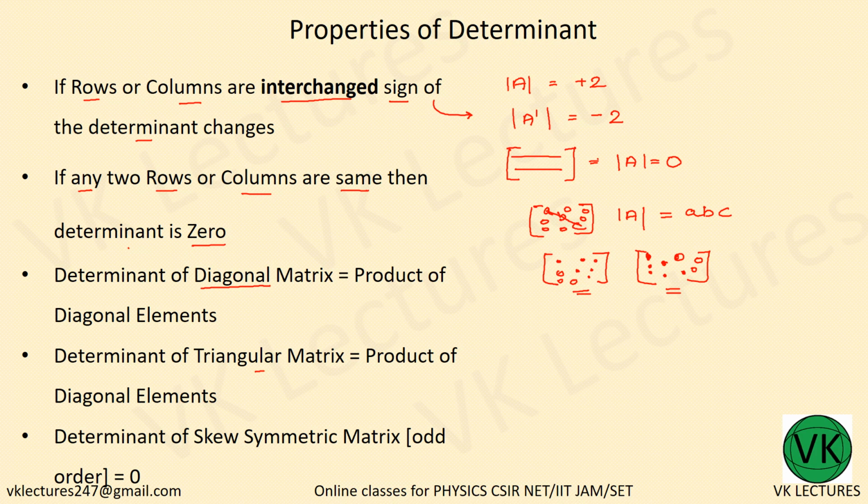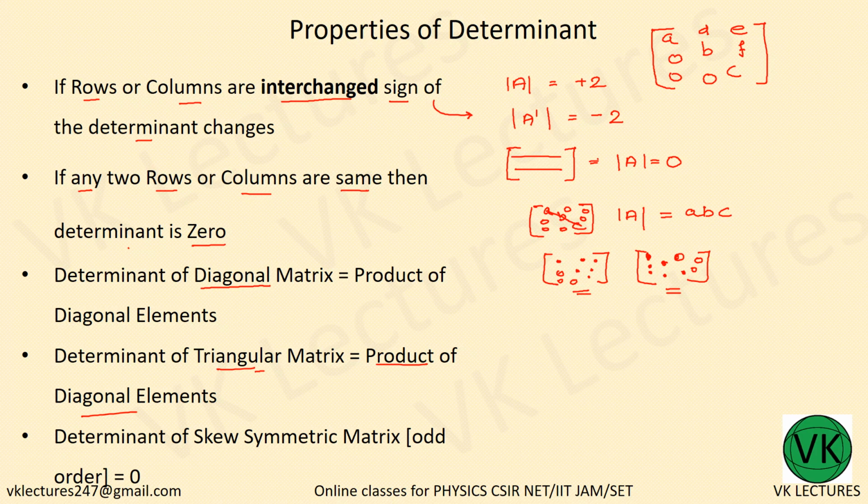Determinant of a triangular matrix is the product of diagonal elements, whatever the diagonal elements are. An example of a triangular matrix I will give you: this is A, B, C, D, E, F. This is an upper triangular matrix. All other elements are 0.